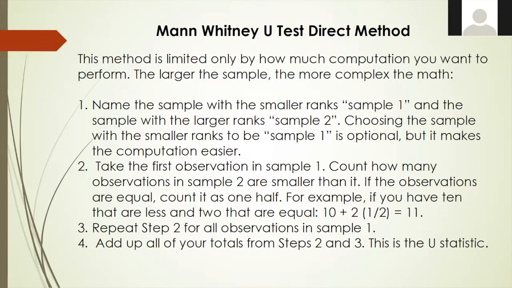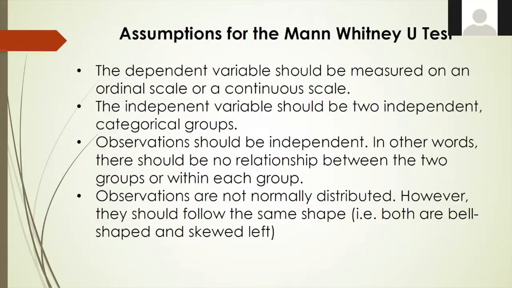For example, if you have 10 that are less and 2 that are equal, 10 plus 2 equals 11. Step 3, repeat step 2 for all observations in sample 1. And the last step, add up all of your totals from steps 2 and 3. This is the U statistic. And the last one, assumptions for the Mann Whitney U Test.